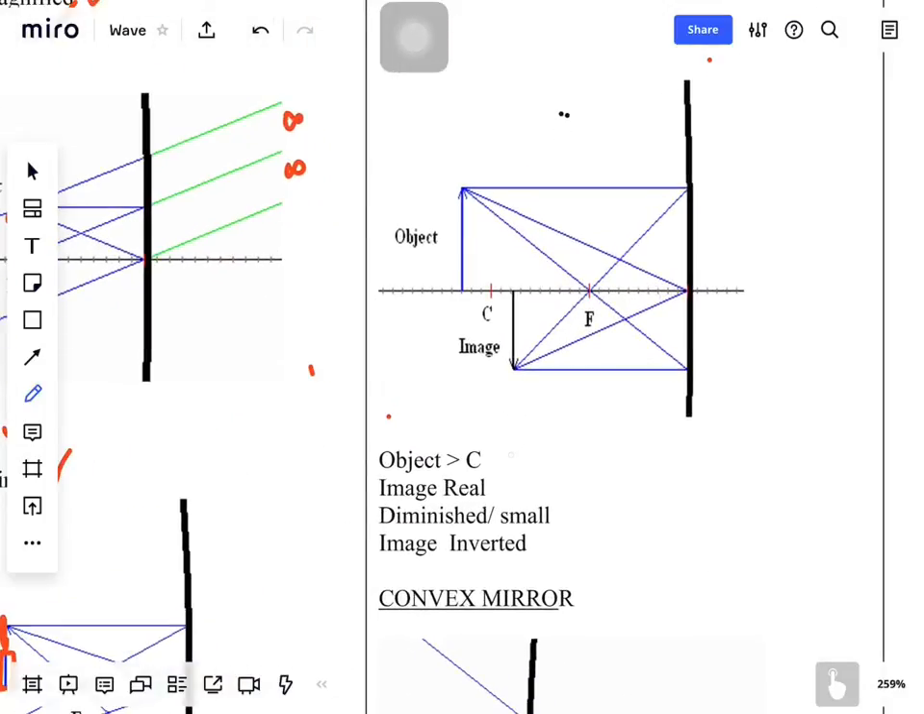So the last position that we want to discuss in the concave mirror is when the object is placed further than 2F, or further than C. If the object is placed further than C, the image will actually be smaller. This is the case where the object is so far away that even though the object is very large, the image captured will be so small. All right, so this is one of the characteristics.